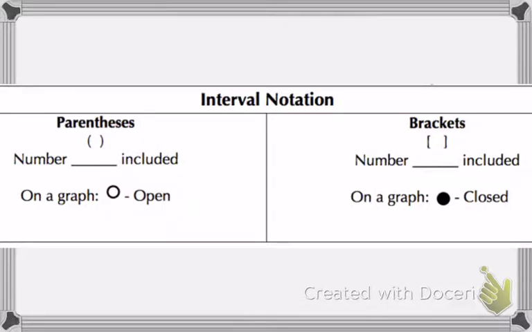So interval notation is going to be: use parentheses if a number is not included. On a graph, it would be only if there's an open circle or empty space.